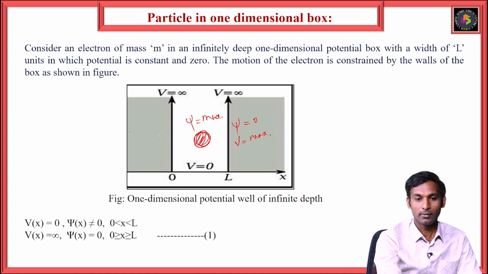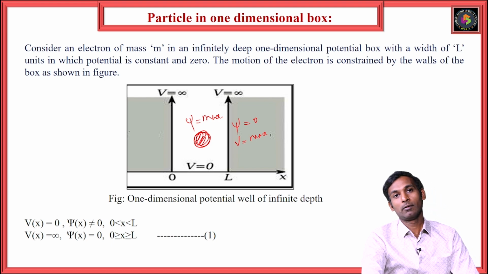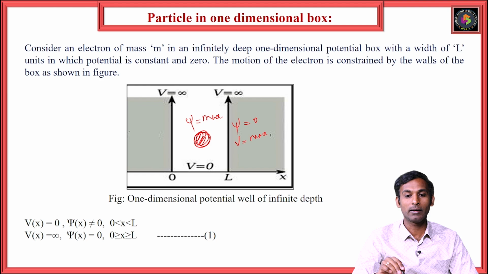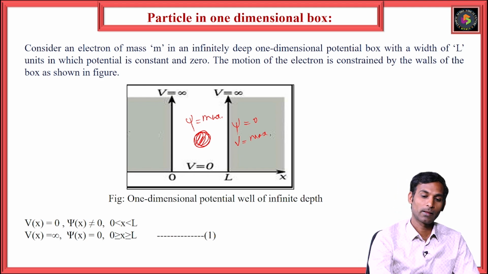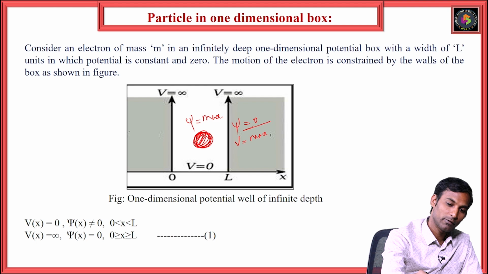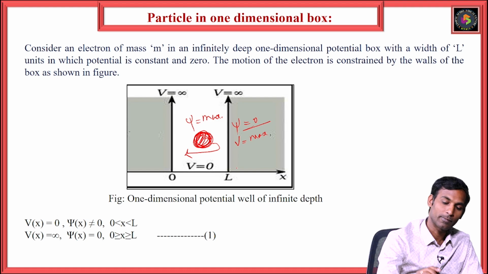In this one dimensional box, we are calculating the total energy of the system and the wave function. So here, consider an electron of mass m in an infinitely deep one dimensional potential box whose total width is L, in which the potential energy is constant and is 0. The motion of the electron is constrained by the walls of the box as shown in the figure. This is said to be a one dimensional potential well of infinite length and infinite depth. The particle is moving along the x-axis. At the boundaries, the wave function must vanish. The particle will be located in the box, that means the particle is able to move freely between 0 and L. When the particle strikes any one of the walls, it is reflected back immediately.